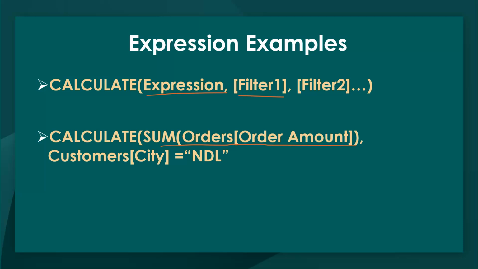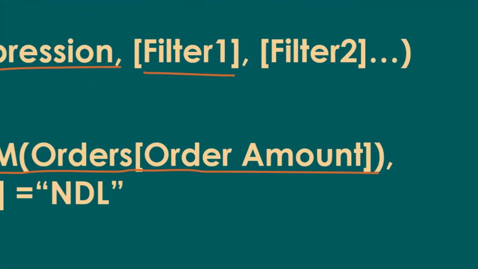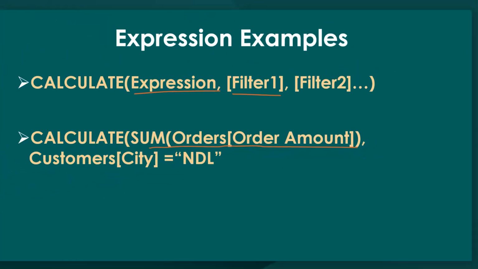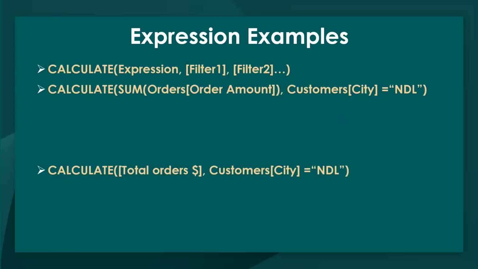Let me explain what we want in this first part. We want the sum of the order amount column from the orders table, but on a condition. What is the condition we have defined in the filter argument? There is a table called customers in which we have a column city, and the city should be equal to New Delhi. So we will get the order amount only for that city.